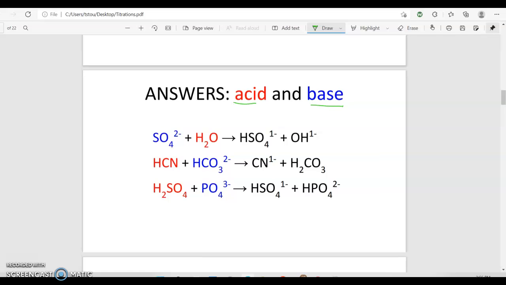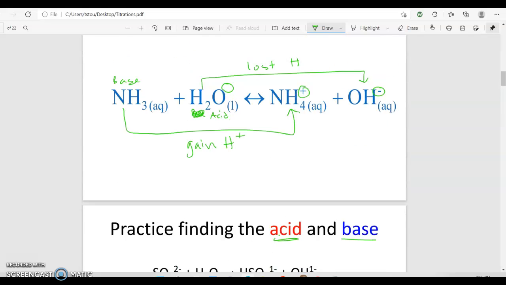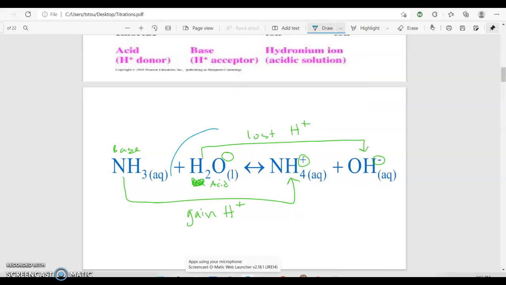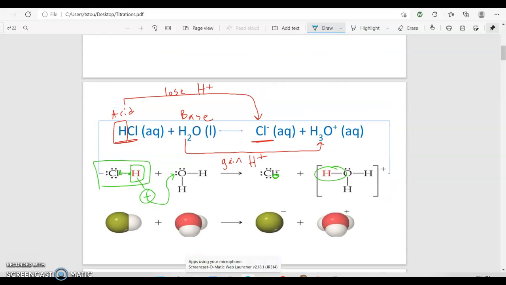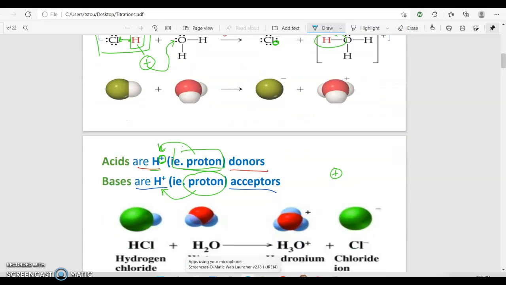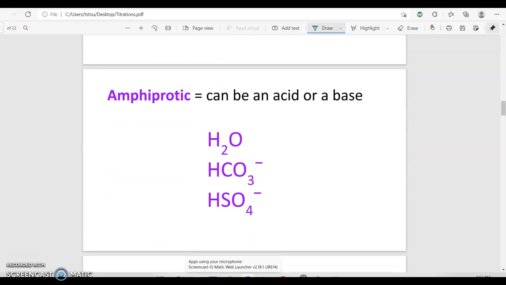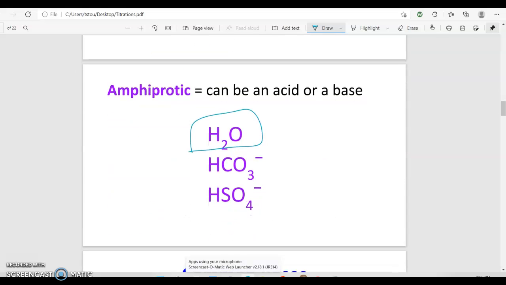One thing to notice about these examples, I want to go back, is if you look right here, I want to look at water. I'll use blue. If we look at water, water is an acid in this example. If we go up to my first example, water is a base right here. Water can be an acid or a base, and there's a special term for that. If you can be an acid or a base, like water is, then it's called amphiprotic or amphoteric. Amphiprotic is what your textbook uses. It can act as an acid or a base.